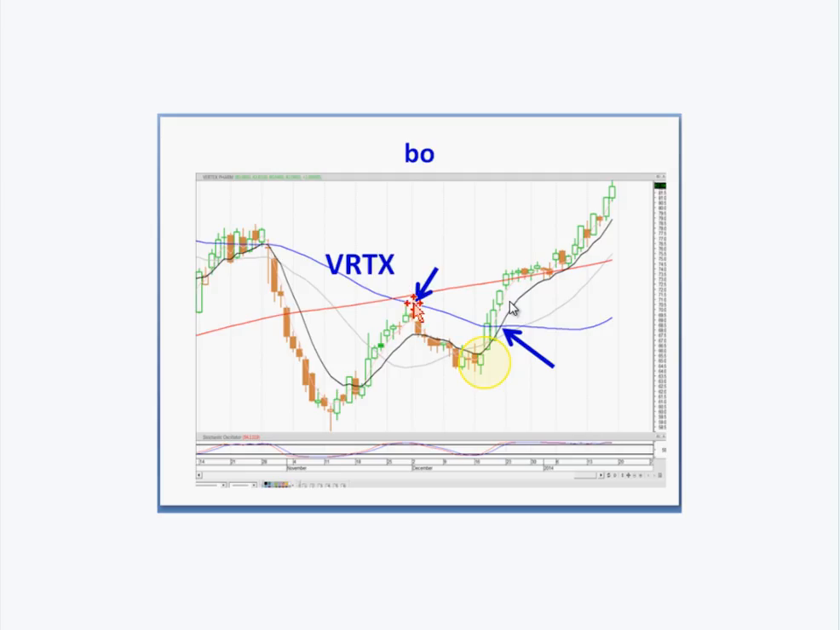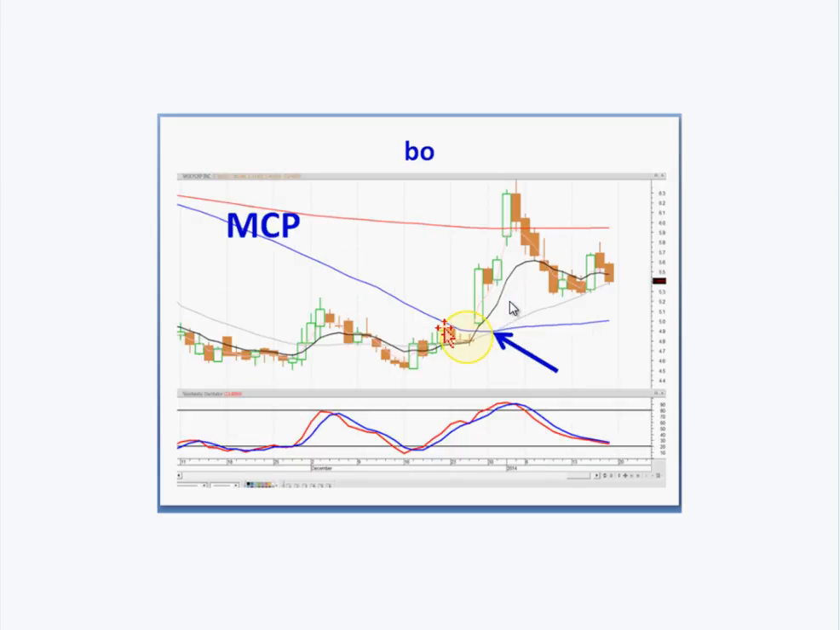The breakout on the bobble is right here when it comes back up through the resistance level the second time. Or a resistance level with a gap up, and then another gap up.